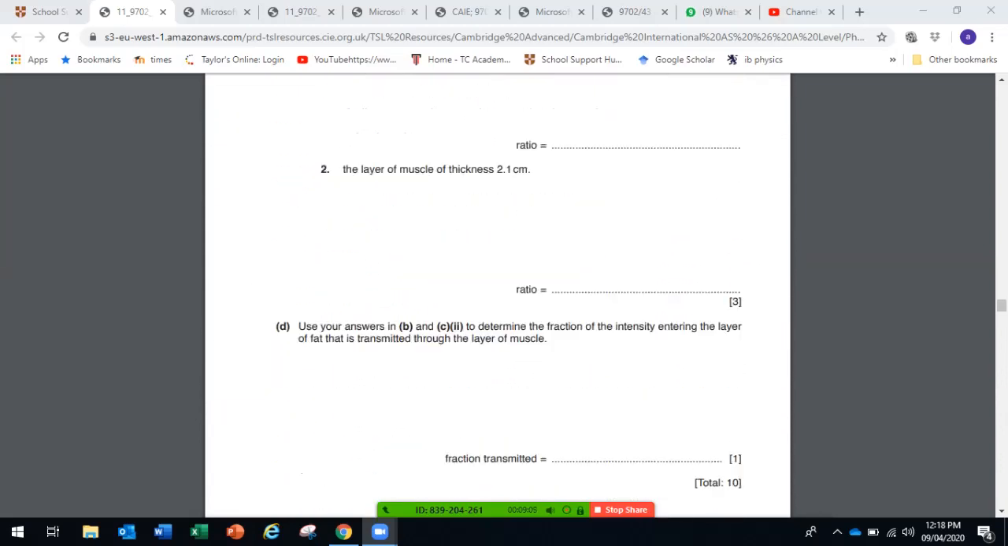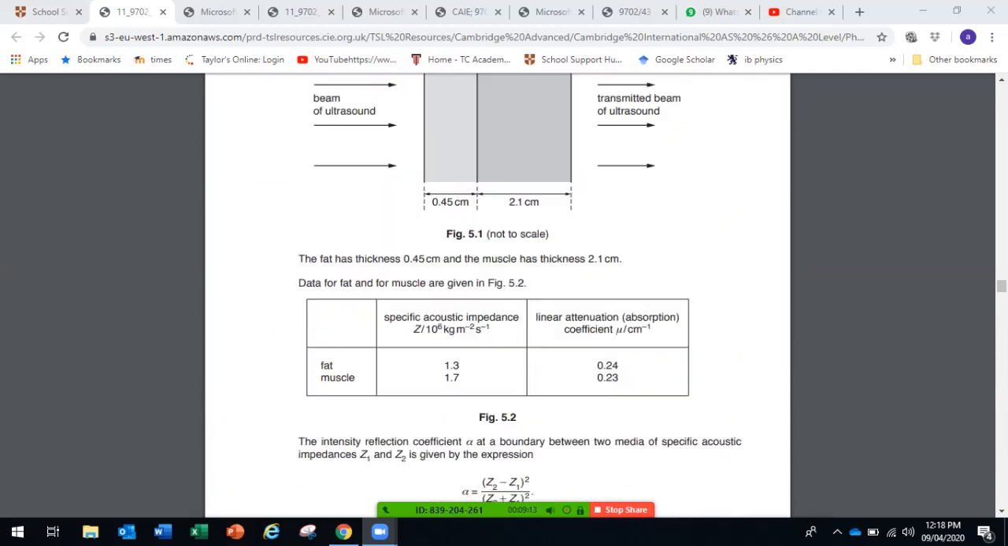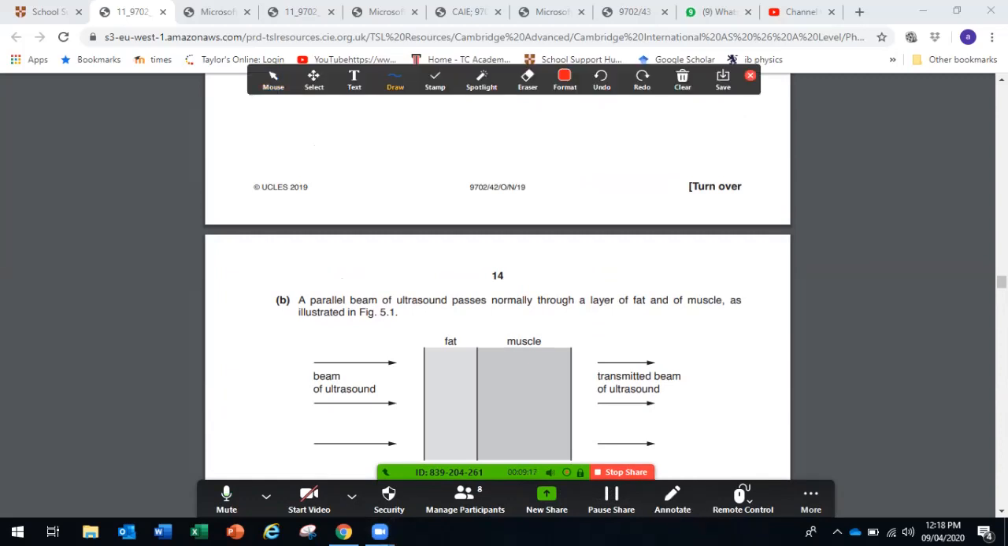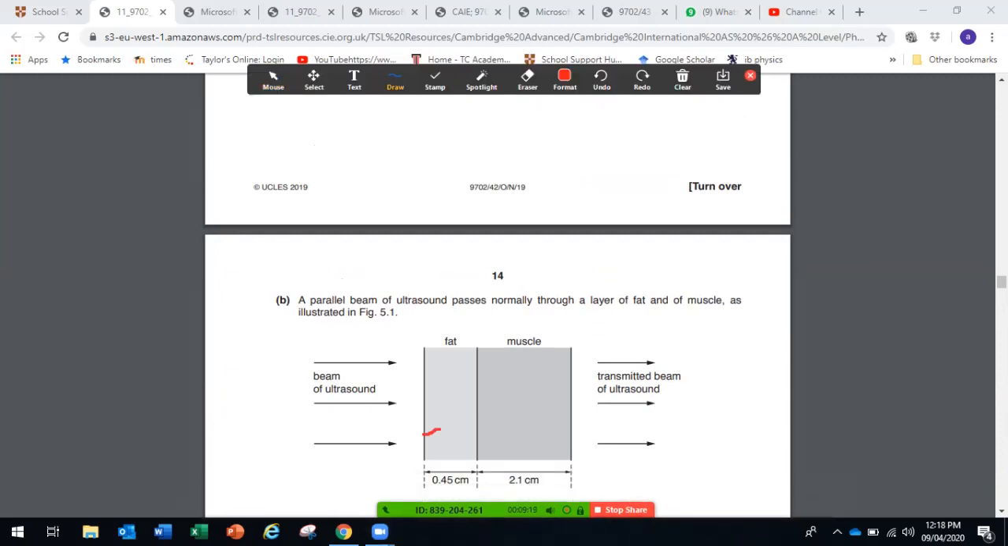Hold on. Determine the fraction of intensity entering the layer of fat that is transmitting. Yeah, correct. We follow the image. They're asking what is this intensity ratio I naught. Of course, when it enters, it is partially reflected, partially transmitted, then it goes straight, and finally this intensity.